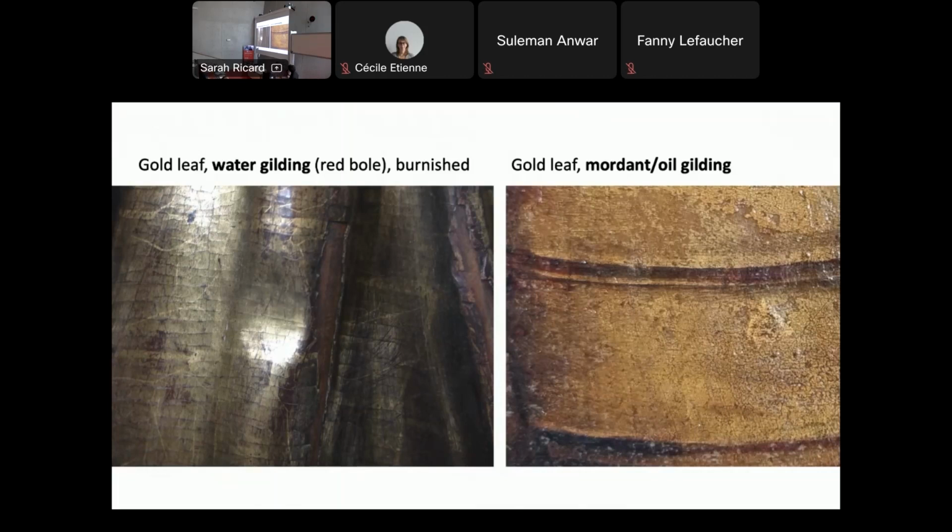On the other hand, oil gilding is mostly recognizable by its somewhat darker color, because often the oil would oxidize underneath, and it's also recognizable because the oil would crack. And so you would have these craquelures, these cracks that are very much more visible on oil gilding than they are on water gilding.